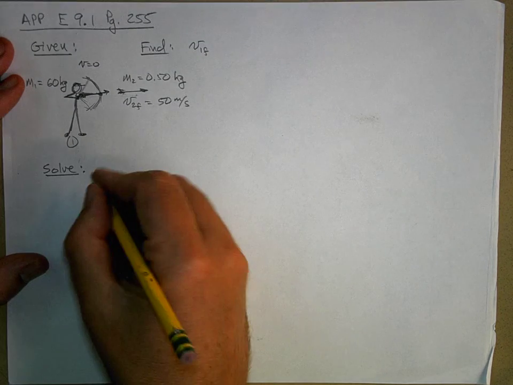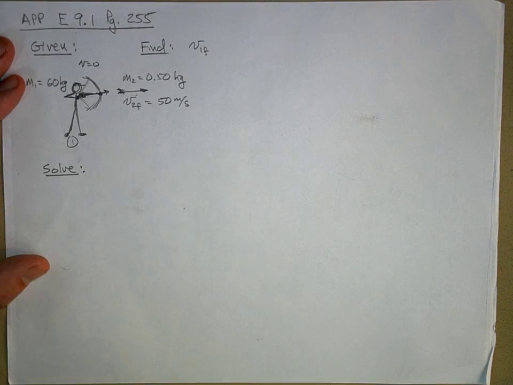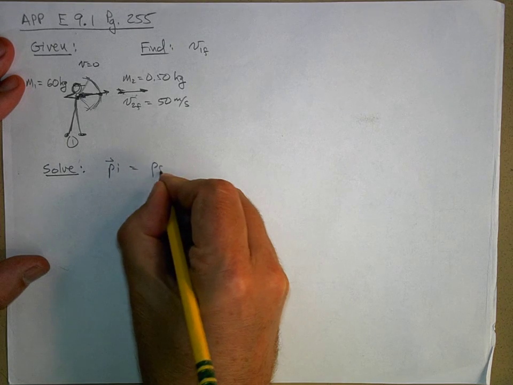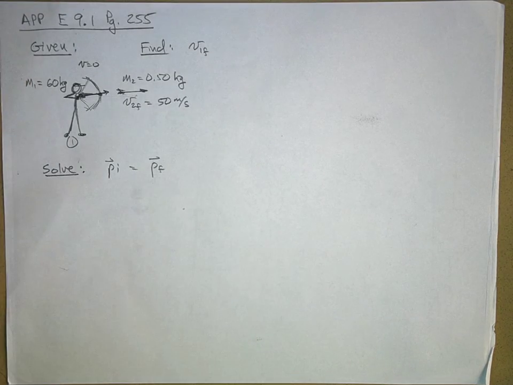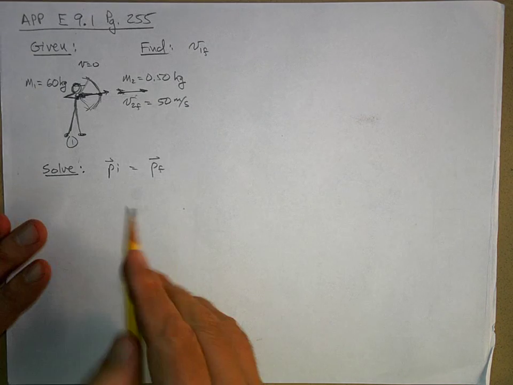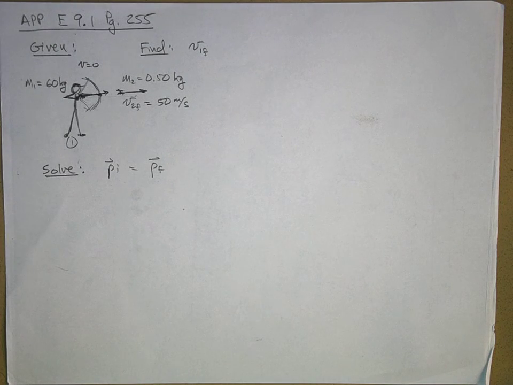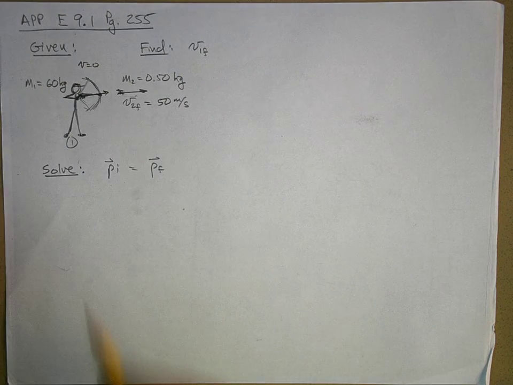In other words, P initial equals P final. So the first thing you have to do is classify the problem. This is a conservation of momentum problem. It's an isolated closed system, so there's no change in momentum in my system overall. So the amount of momentum I have at the beginning must be equal to the amount of momentum I have at the end. So how much momentum do I have at the beginning?